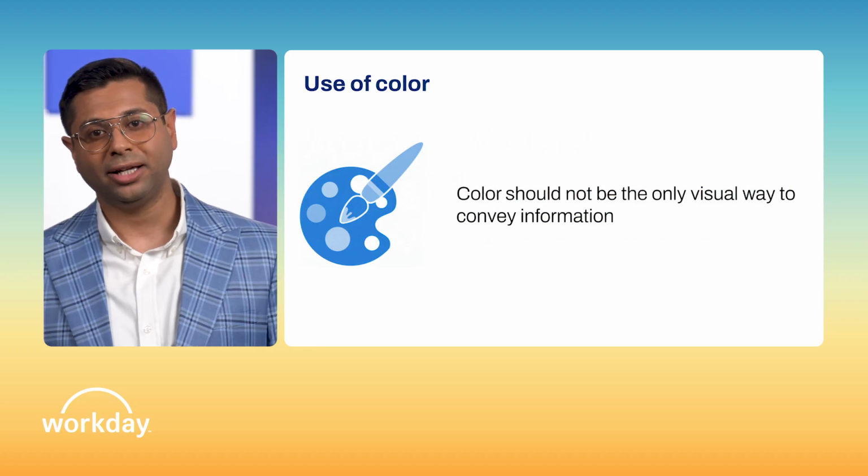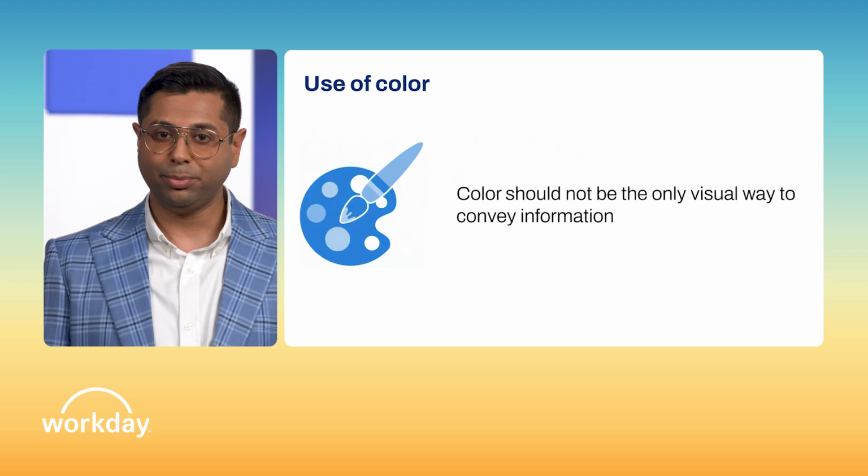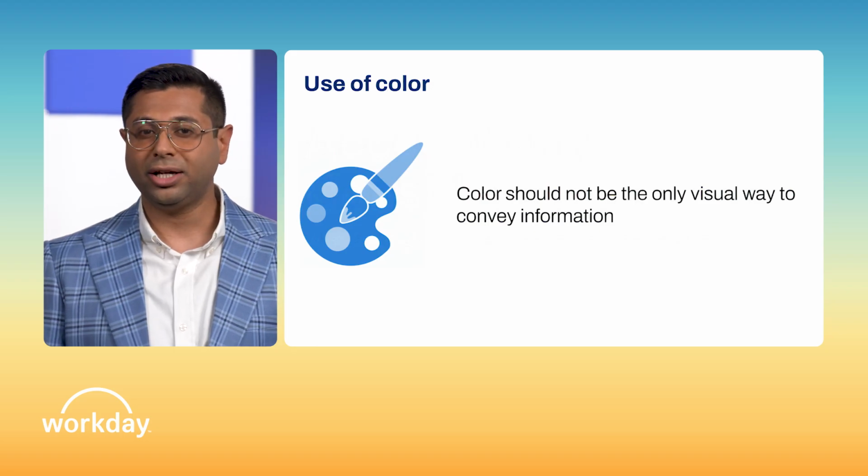This is due to the fact that users with color blindness may not be able to perceive or interpret information that is communicated exclusively through color. To ensure accessibility for all users, designers should employ multiple methods to convey essential information. This can include using clear and concise text labels, incorporating symbols or icons, utilizing patterns or textures, and providing alternative text descriptions for images and visual elements.